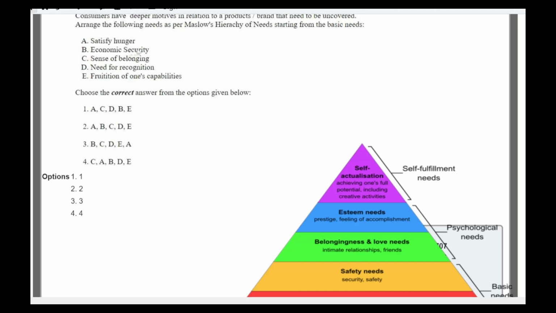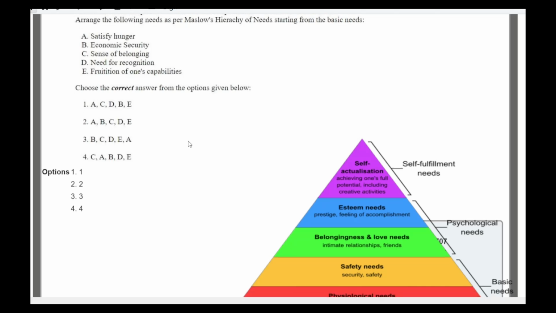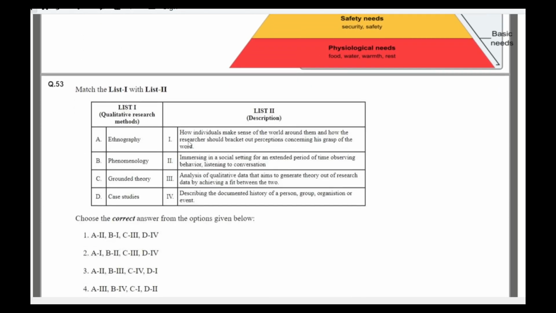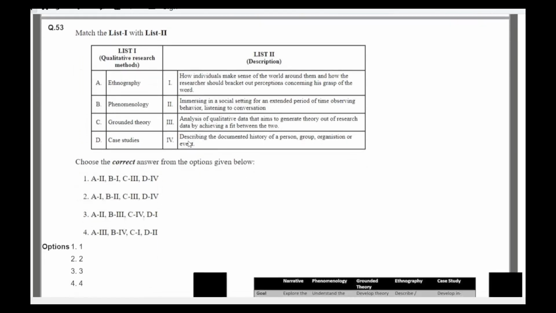Second one is your security, economic security. Third one is sense of belongingness. Fourth one is need for recognition, and the last one is your intuition of your own capability, which is called self-actualization. So the question number 53, which means question number three, it's from the research unit.